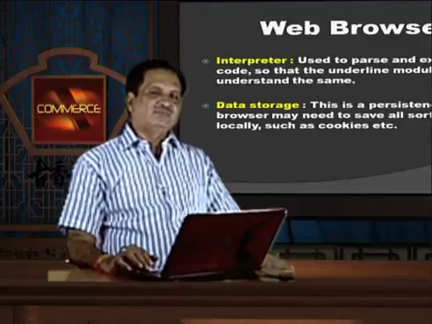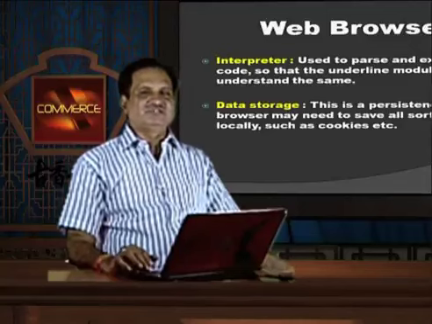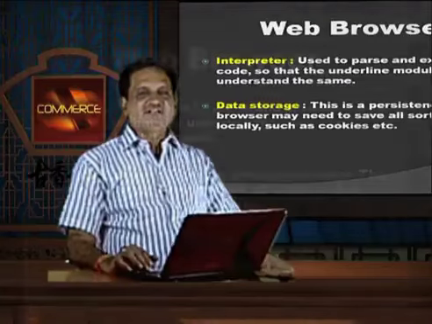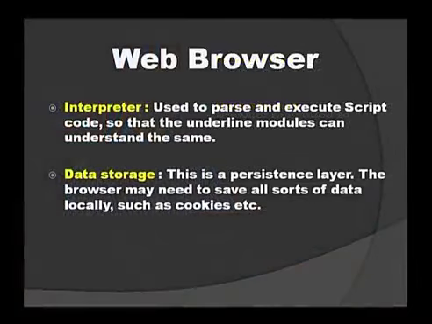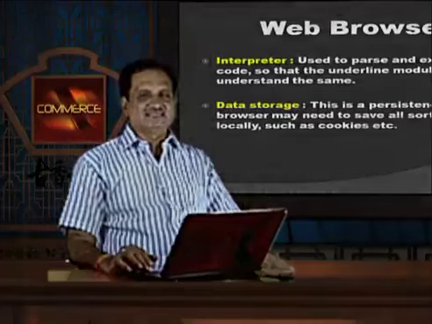And the last component of a web browser is data storage. When we are dealing with a web browser, so many pieces of information are supposed to be saved by the browser. So this data storage is that particular portion where the web browser can store information. So this is a persistence layer. The browser may need to save all sorts of data locally, such as cookies, etc.